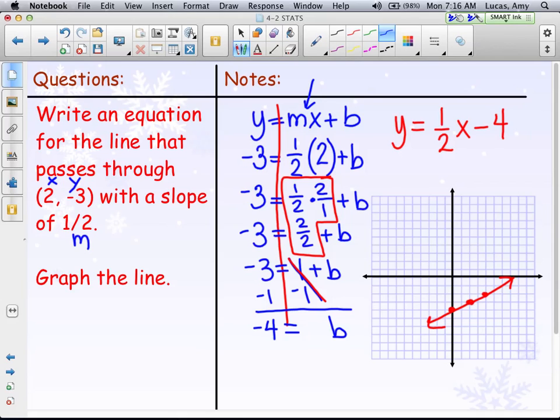But (2, -3) is right here. The point that I was given might not have been my intercept, but it was a point on the line. So I could have gone from that point, rise 1, run 2, rise 1, run 2, and could have graphed my line right at the beginning. And it would have been exactly the same.